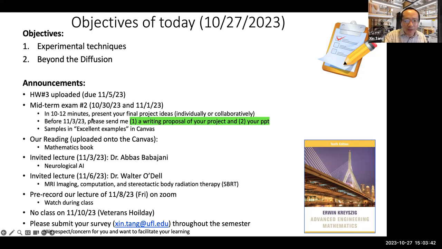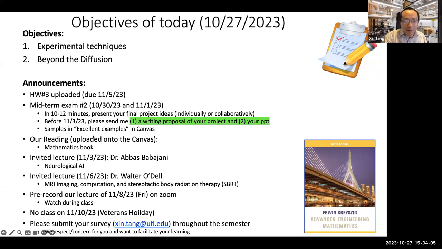After the presentation, each group can revise the proposal and your PPT based on the comments and suggestions you received, and then send that to me. Each group, just send me one. You can CC your group members. So I expect 8 emails containing the proposal and the PPT.